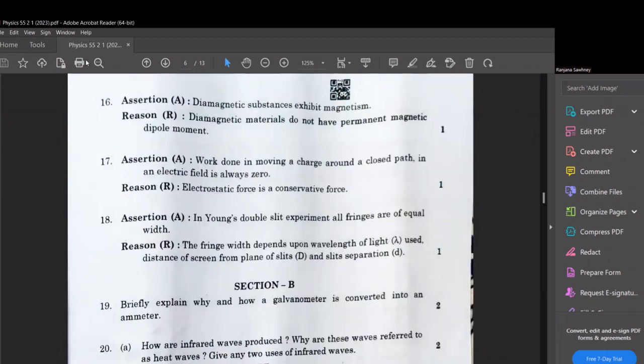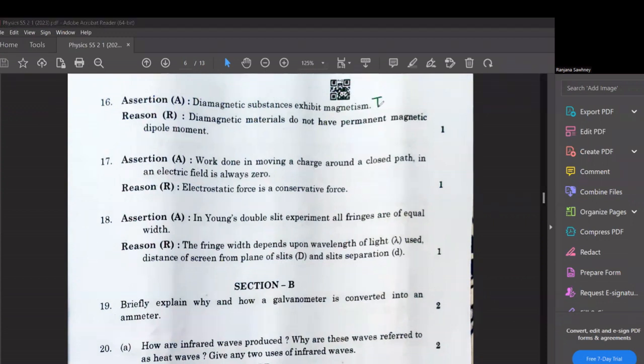Question number 16: diamagnetic materials exhibit magnetism, which is true. Diamagnetic materials do not have permanent dipole moment. This is also true. But the reason is not the correct explanation of the assertion. So the answer will be B.